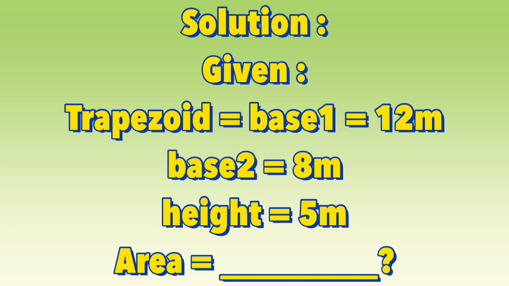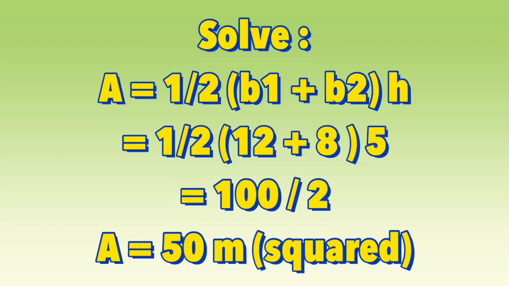Find the area. To solve the area of a trapezoid, we're going to use area equals 1/2 the sum of base 1 and base 2 times the height. So the base 1 and base 2 we're going to add, 12 plus 8 equals 20. Then the height is 5, we're going to multiply, 20 times 5 equals 100. Then divided by 2. So the area of the trapezoid is 50 square meters.